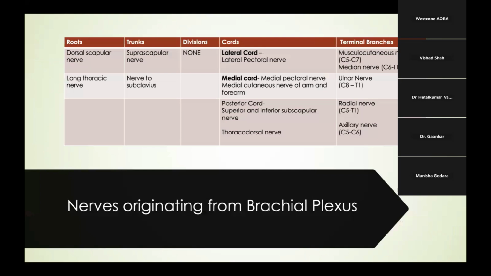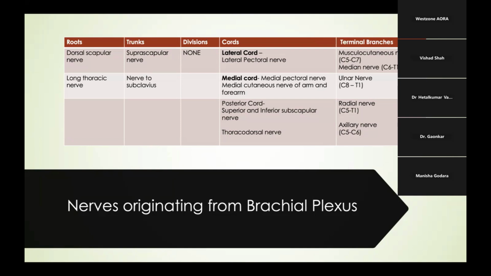The nerves originating from the brachial plexus. From the roots, two nerves originate, which are the dorsal scapular nerve and the long thoracic nerve. At the trunk level, two other nerves originate, which are the suprascapular nerve and the nerve to the subclavius. There is no nerve originating from the division levels.